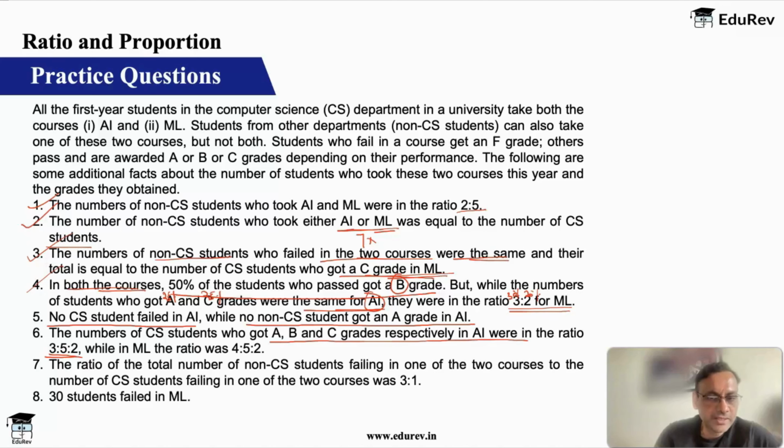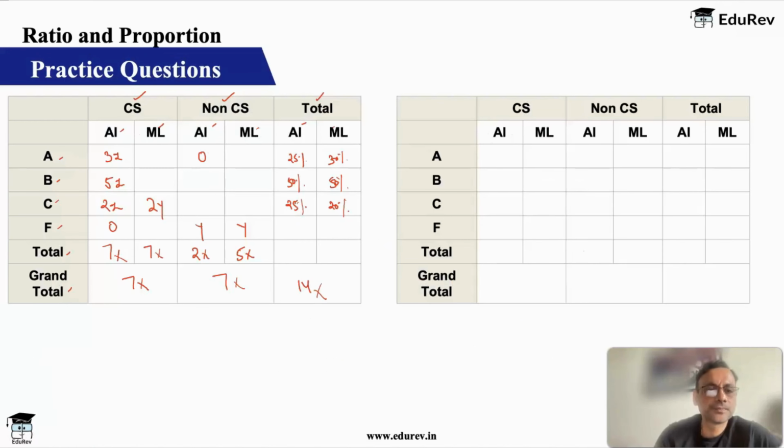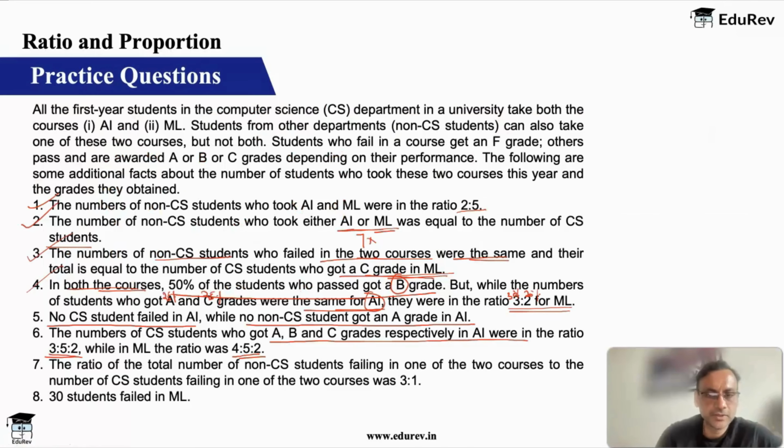While in ML the ratio was 4:5:2. We'll have to take some new variable. The number of students who got C was 2Y, so actually the same variable is good enough: 4Y, 5Y and 2Y. Good till here. So this is used, this is used.